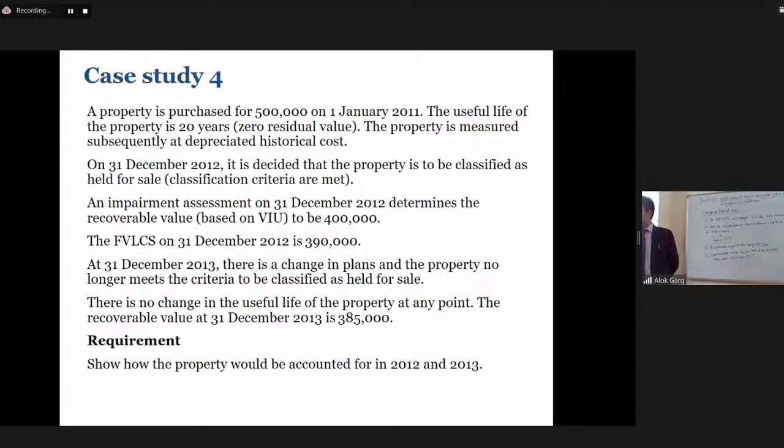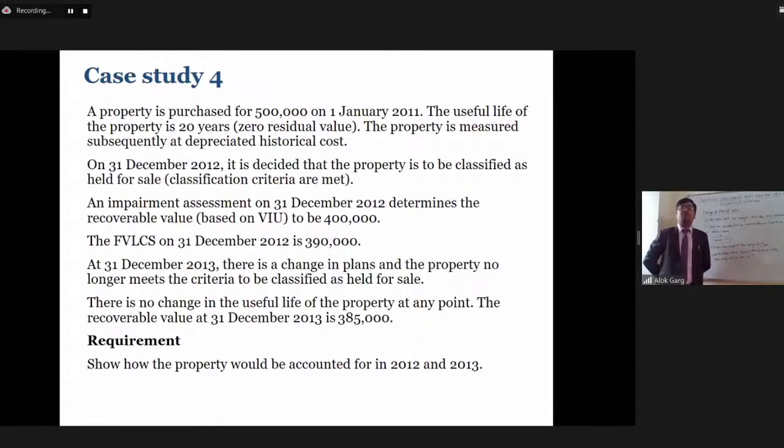Yes, Pujita, nicely summarized. Pujita is saying, sir, in normal course of business, charging of depreciation and impairment till the date of held for sale or recoverable amount on the date of change in classification. Okay, good, Pujita.